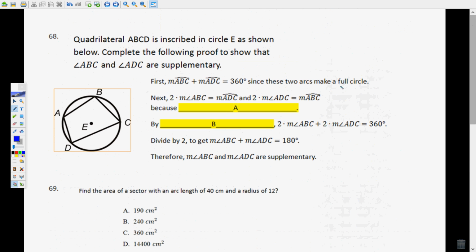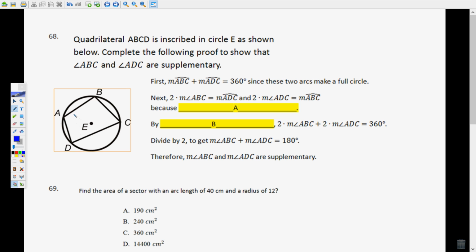Moving right along here, 68. We're looking to fill in this paragraph proof. Quadrilateral ABCD is inscribed in circle E as shown below. Complete the following proof to show that angle ABC and angle ADC are supplementary. So we know that they are. We learned a theorem about that. This is the proof of that theorem.